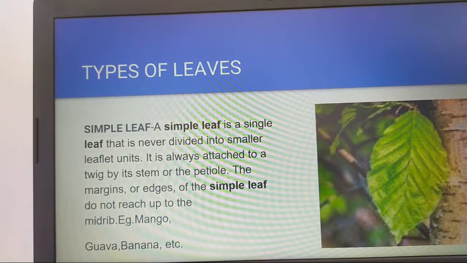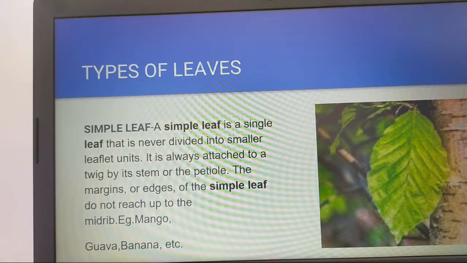In simple leaf, the leaf margins do not divide into small structures called leaflets. Cuts or margins may be present, but they do not reach up to the midrib. That is also visible in the leaf. You can see that the cuts or the margins are present, but they do not reach up to the midrib.